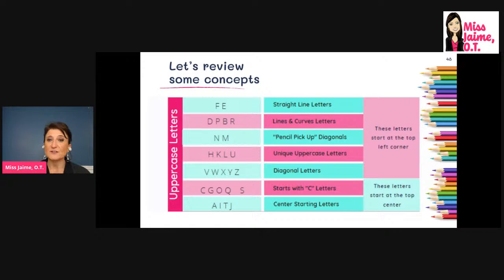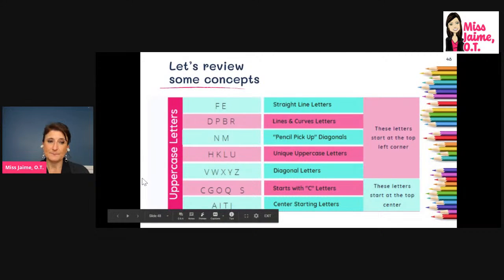So all of those letters include, and the diagonal letters as well, V, W, X, Y, Z, they all start at the top left corner. Our other letters that start at the top center are our starts with C letters, and then we have our center starting letters. So you want to teach the kids by motor formation, motor memory, as well as by start spot.